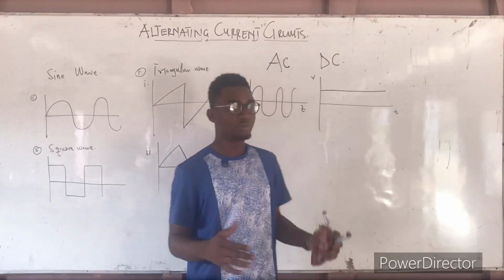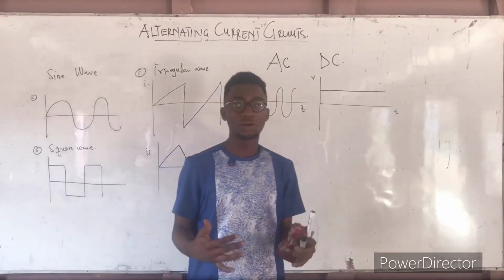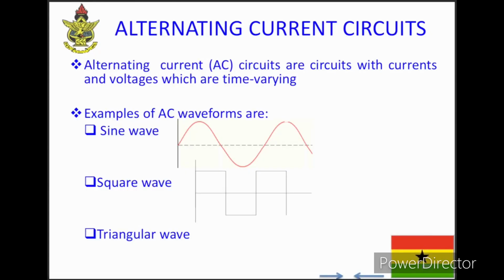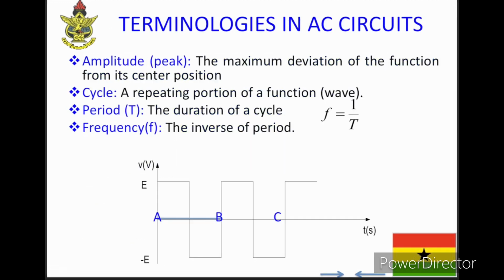So before we go deep into AC, let's look at the slide and look at the definition of AC. Alternating current circuits are circuits with currents and voltages which are time varying. So these are some terminologies in AC circuit. We have the amplitude, which is the maximum deviation of the function from its center position. We have the cycle, which is the repeating portion of a function. We have the period, which is the duration of a function, and frequency, which is the inverse of a period.